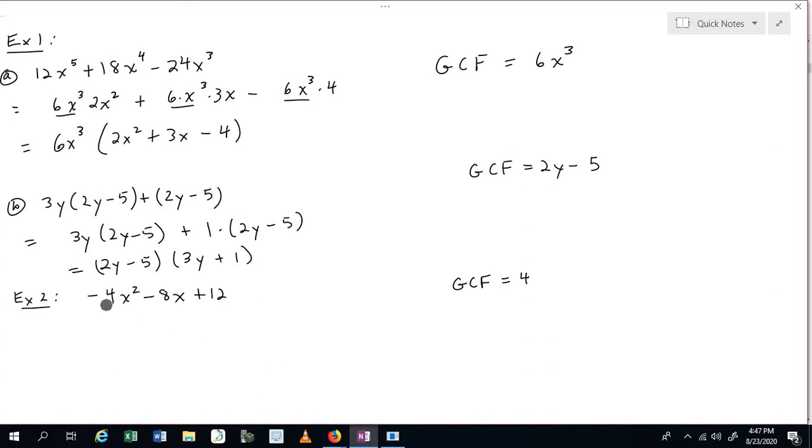But sometimes we actually factor out a negative 4. In this case, it would be negative 4. In other cases, it might be negative 6 or whatever. Sometimes we factor out an extra negative, and we do that because a lot of times we want this leading term to be a positive number. Right now it's negative. So I'm going to factor out a negative 4. The greatest common factor is 4, but I'm actually going to factor out a negative 4.